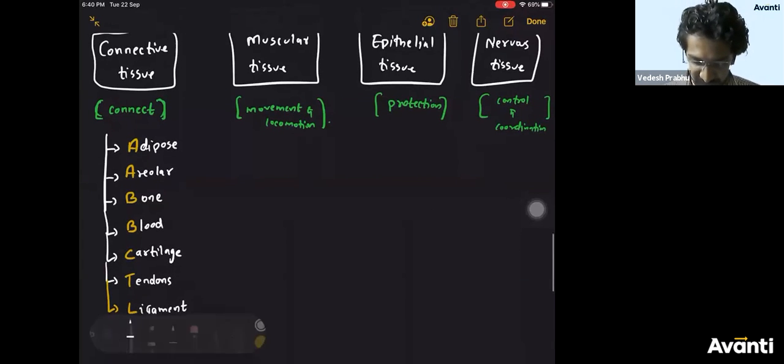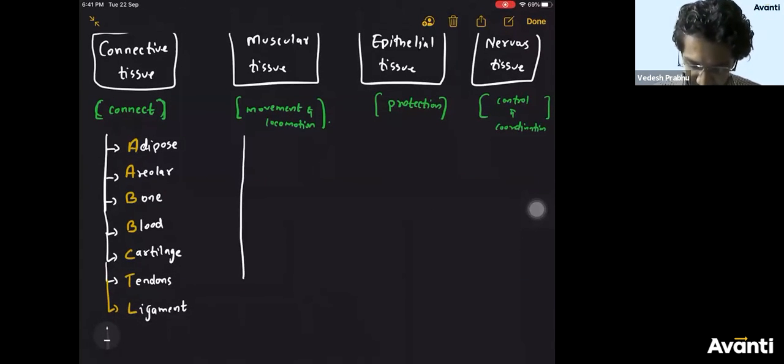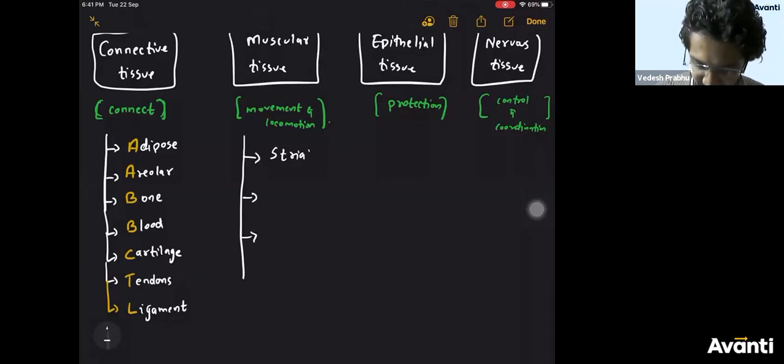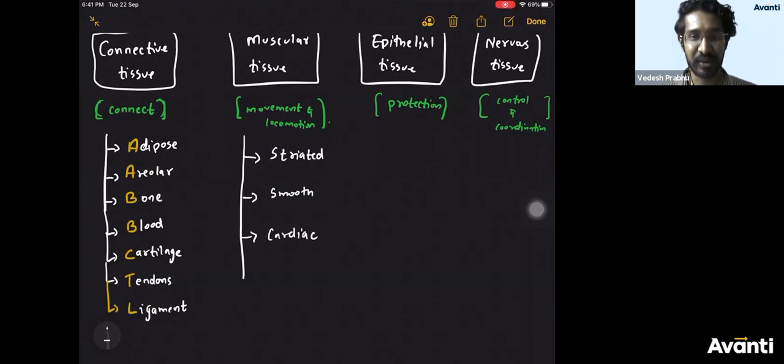Now similarly in our muscular tissue, how many types of muscular tissue are there? Very nice, we have three types. The first one is the striated or the skeletal muscles. The second one is our smooth muscle, and the last one is our cardiac muscle. So these are the three types.